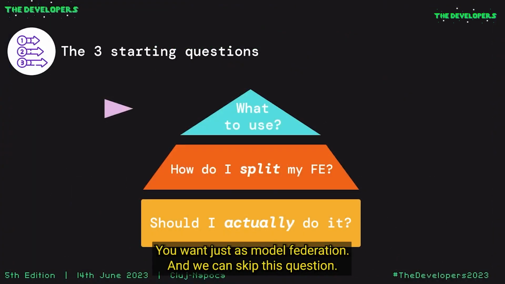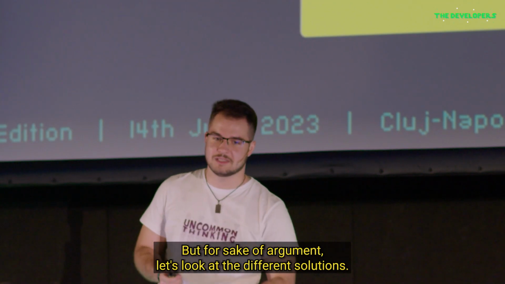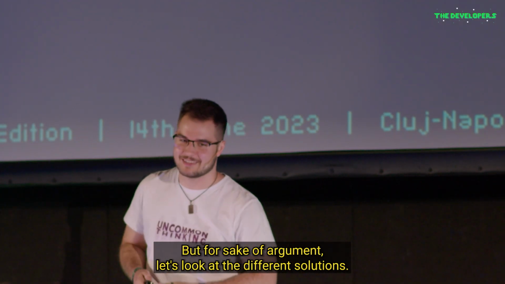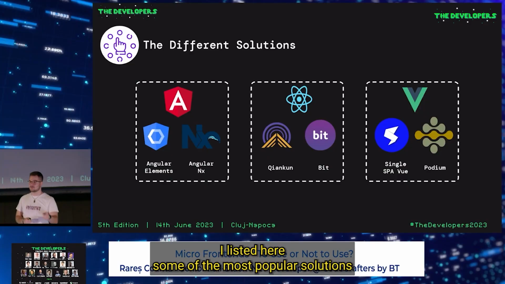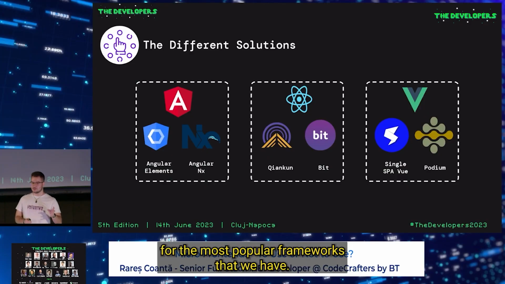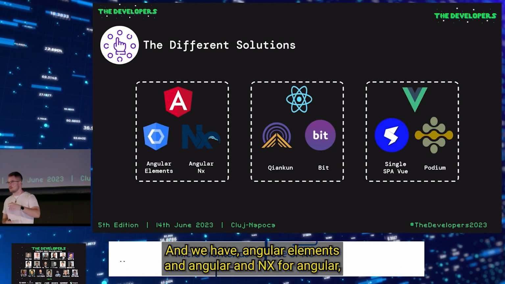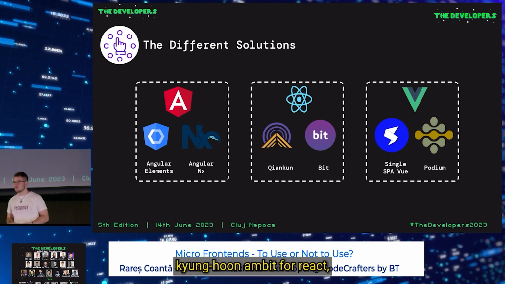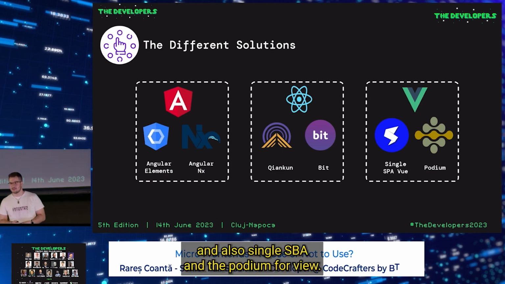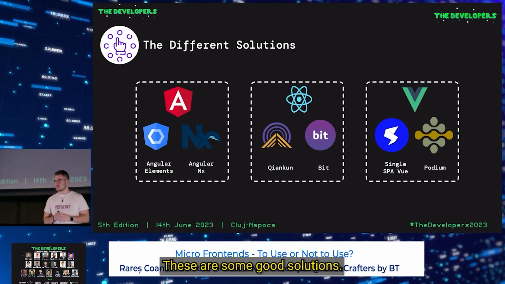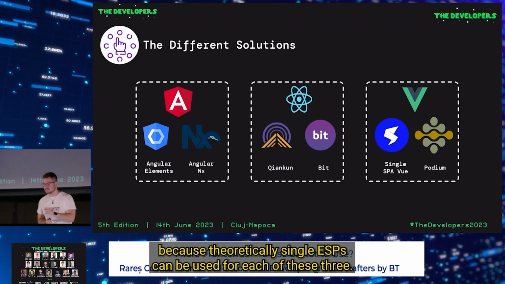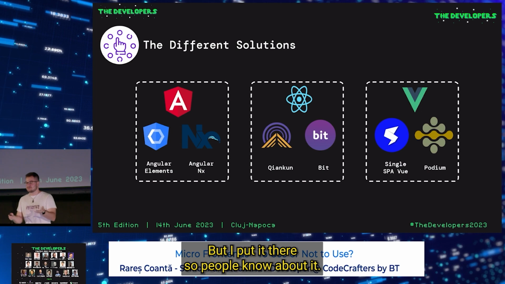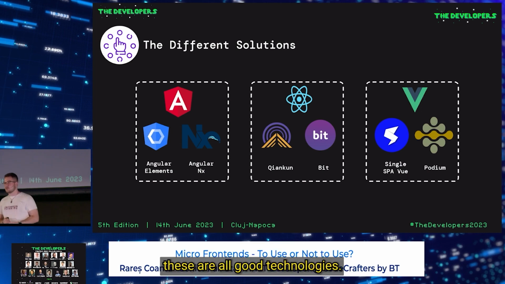But now it's actually an easy one, just use module federation, and we can skip this question, but for the sake of argument, let's look at the different solutions. I listed here some of the most popular solutions for the most popular frameworks that we have, and we have Angular Elements and Angular NX for Angular, Qwik and Bit for React, and also single-spa and Podium for Vue. These are some good solutions, and I cheated a bit because theoretically single-spa can be used for each of these 3, but I put it there so people know about it. These are all good technologies.